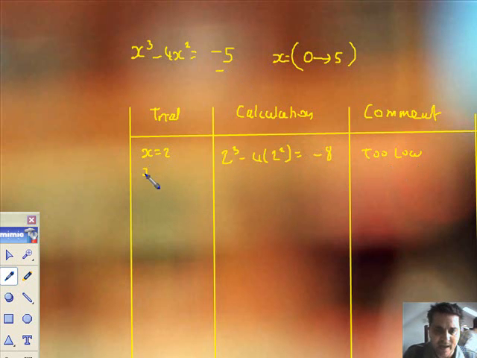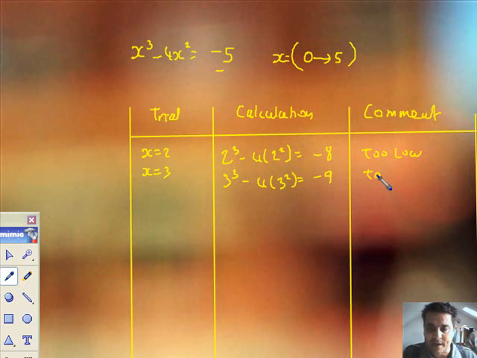And then I tried x equals 3. I substituted 3 in for x, in the usual routine. 3 cubed, take away 4 lots of 3 squared. That gave me minus 9. I obviously jumped the wrong way, too low. So I've got to go between 2 and 3, I think.